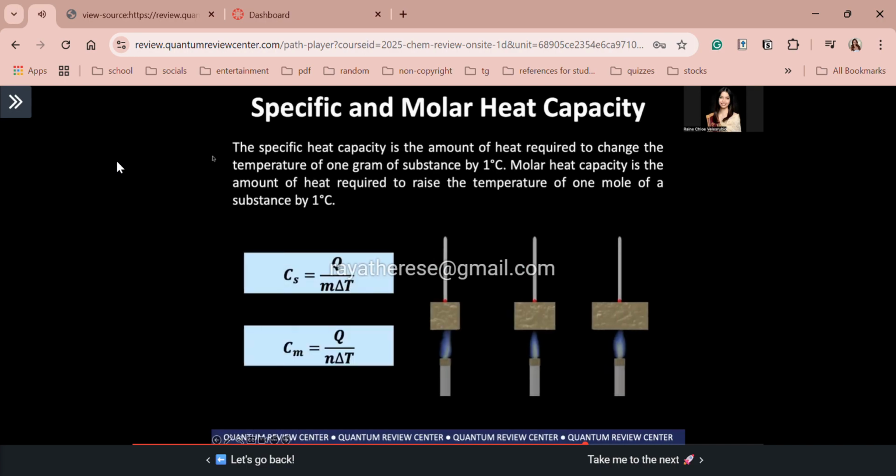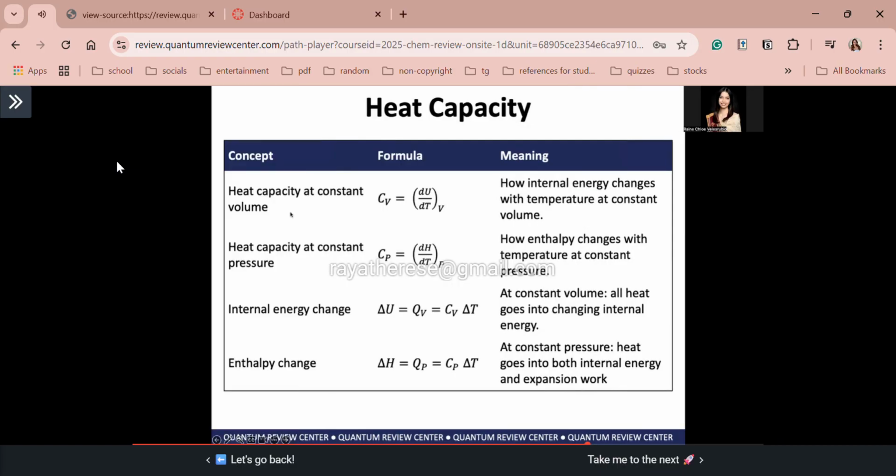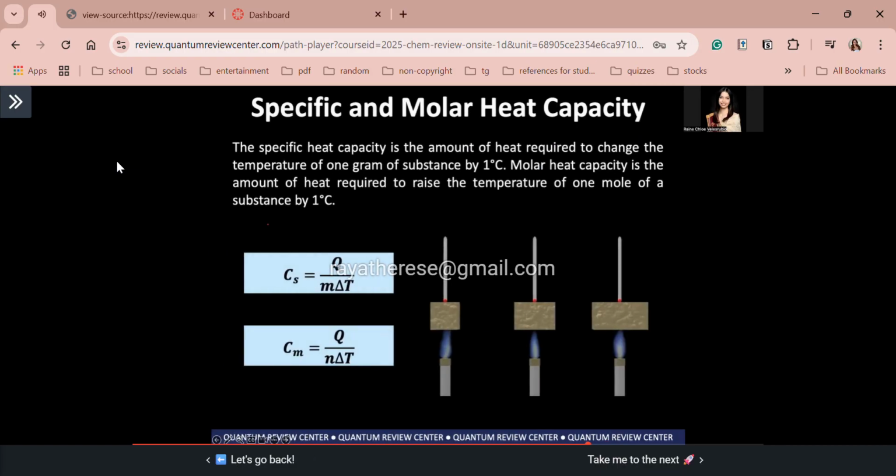Now, we have here the specific heat capacity. Again, it is the amount of heat required to change the temperature of 1 gram of substance by 1 degree Celsius. So here, specific heat C sub S is equal to Q, which is heat, divided by M delta T. Okay, so M is your mass and delta T is your temperature difference. Di ba guys, sikat to, this is basically just Q is equal to mC delta T, right?